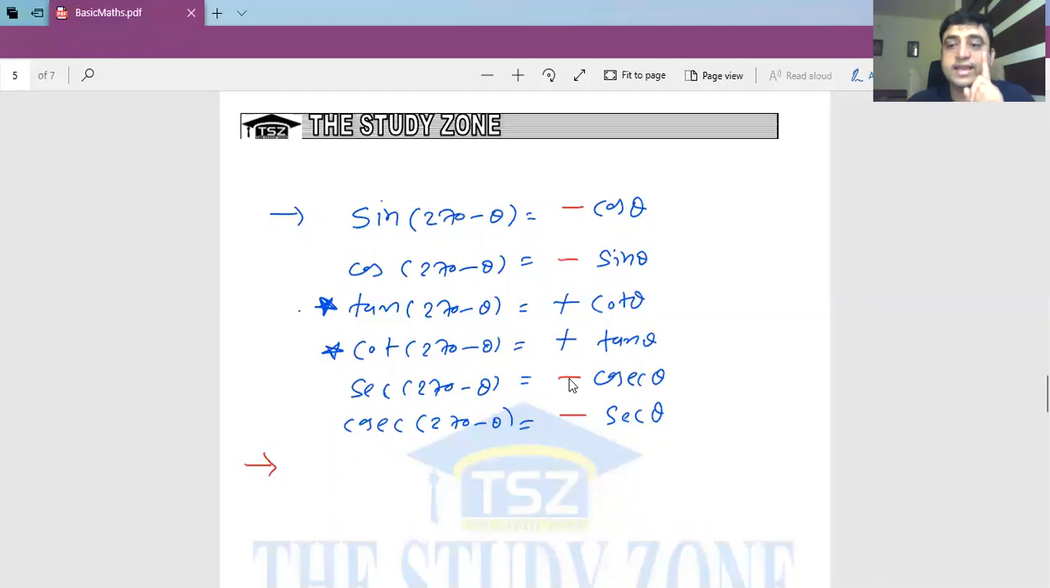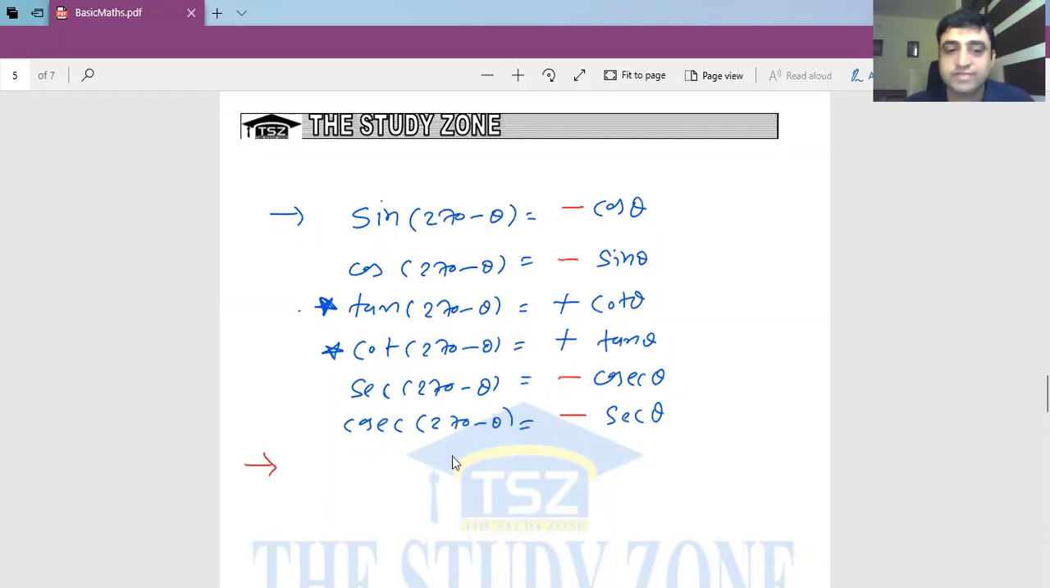Sign will be as per the quadrant. To decide the sign, you should know all STC. All, that is for first quadrant. S, that is sine and cosec. T for tan and cot. All, S, T, C, last C for cos and sec.